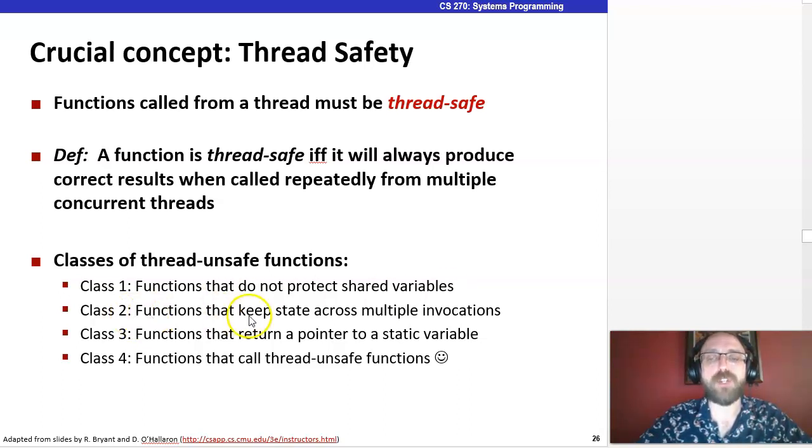Class 2 are functions that have state that's maintained across multiple invocations, like a static variable, for example. And class 3 are functions that return a pointer to a static variable. And, of course, if a function calls a thread unsafe function, then that first function also becomes thread unsafe transitively. So let's take a look at those classes.